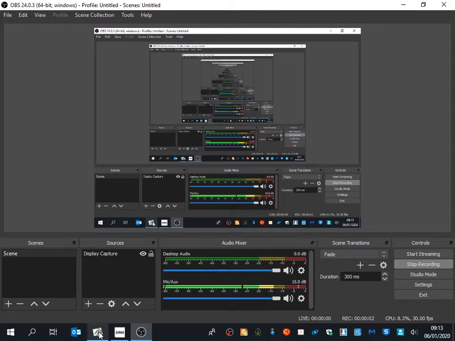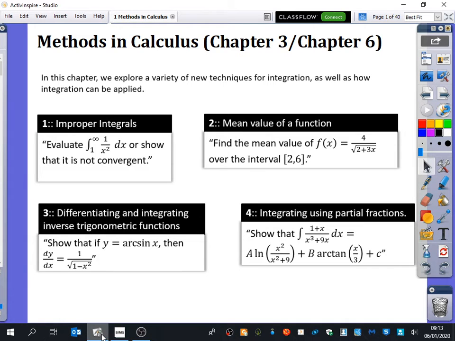This topic we're doing is a core pure topic, and I've said it's called Methods in Calculus in the textbook, but I've said it's chapter 3 and chapter 6. If you remember, chapter 6 was hyperbolic functions, but the bits we didn't look at with hyperbolic functions was differentiation and integration. So I've grabbed those parts of chapter 6 and I've put it alongside some of these things from chapter 3 because it's basically further integration.